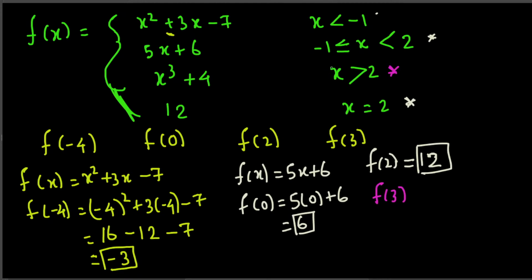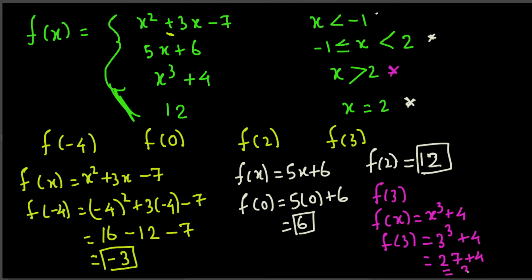So 3 is greater than 2, therefore we have to apply this equation, that is f of x is equal to x cubed plus 4. And let's substitute the value 3 instead of x. Here we have 3 cubed plus 4. 3 cubed is 27, plus 4, that's going to give us 31. Now we have found the answers. So f of minus 4 is negative 3, f of 0 is 6, f of 2 is 12, and f of 3 is 31.